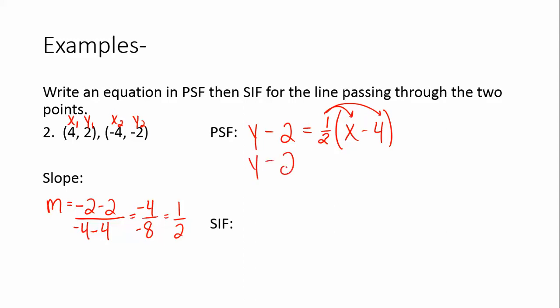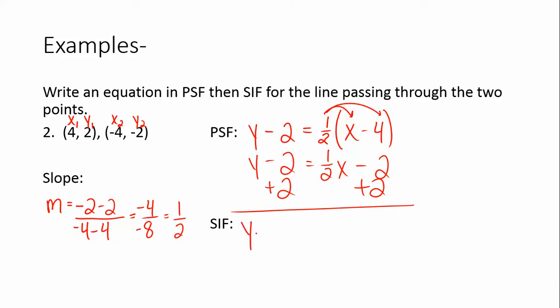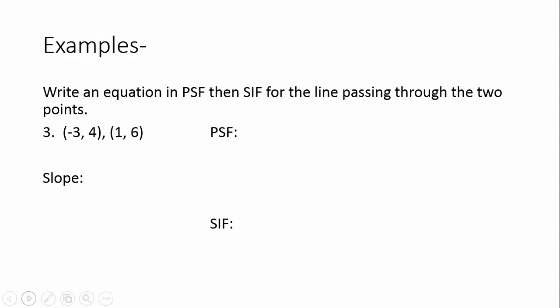And now we want to distribute. So y minus 2 equals 1/2 x minus 2, a half times negative 4. So negative 2 or minus 2. Now we're going to add 2 to the other side. And we get y equals 1/2 x. And negative 2 plus 2 is 0. You can write the plus 0 if you want, but you don't have to. That means that this line goes through 0 on the y-axis. Think about where that is. That's the origin.